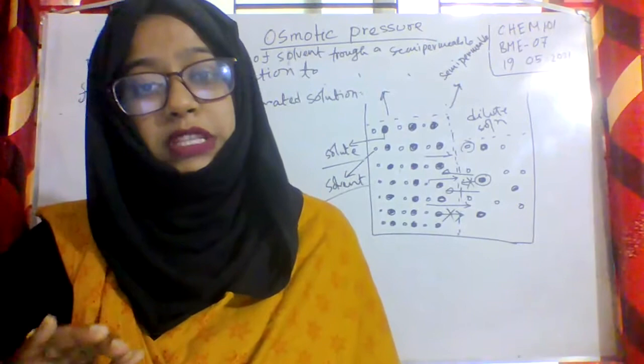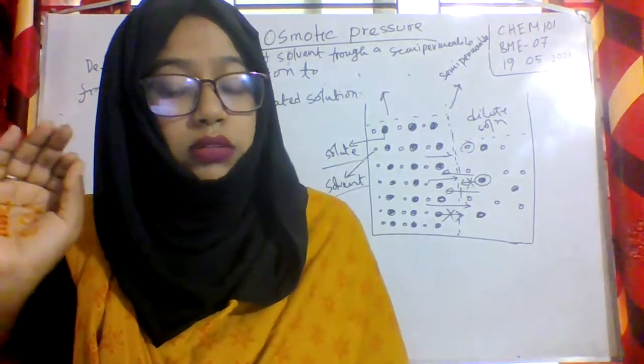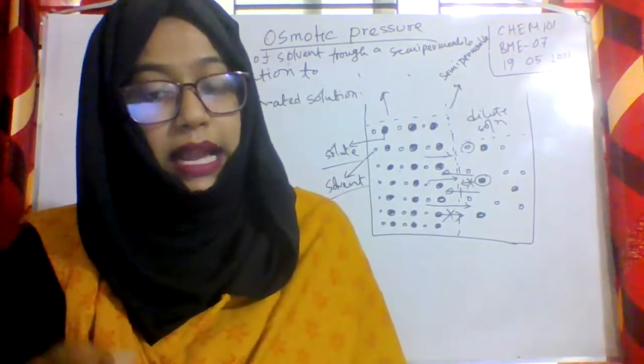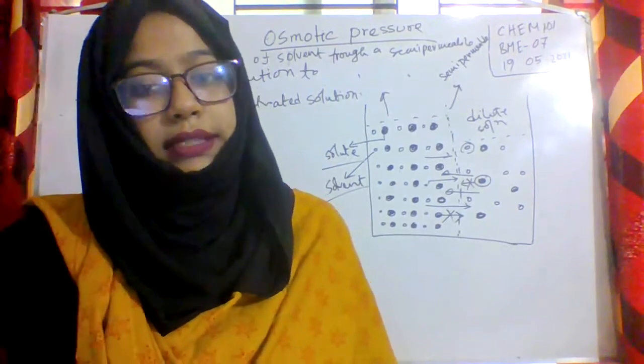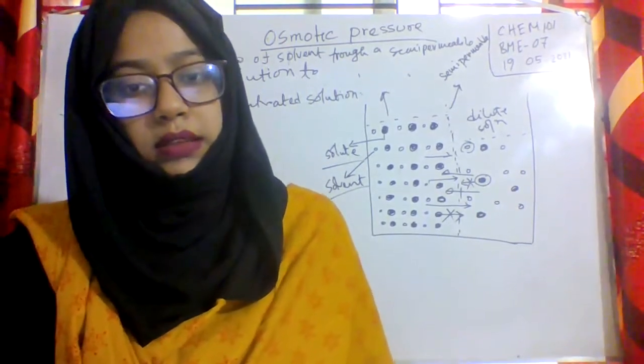So why is osmotic pressure called a colligative property? How can you relate it with the other three colligative properties?